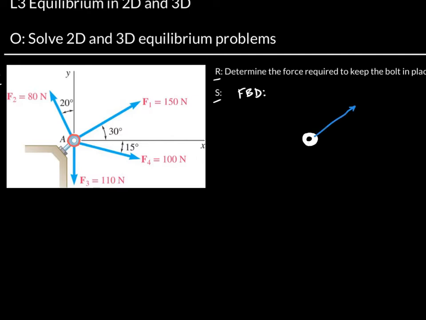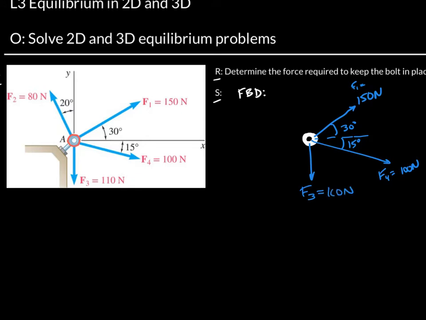Luckily, this free body diagram is pretty easy. This one's 150 newtons. That's F1 equals 150 newtons, at 30 degrees. Then I've got F4, which goes off this way, at 15 degrees. F4 equals 100 newtons. F3 is going to be straight down. We like F3 because it's fairly easy, 110 newtons.